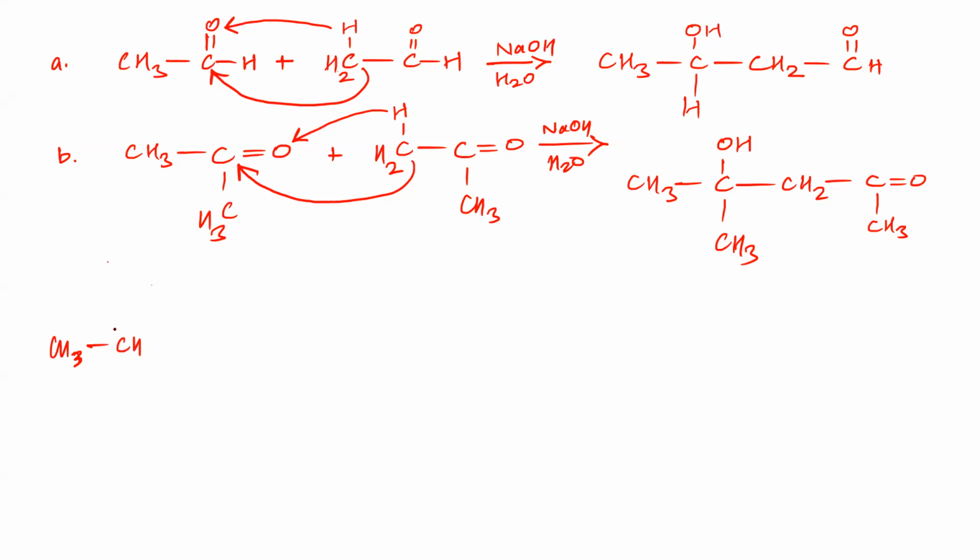Then we have CH, which has OH molecule. Then we have CH, and then you write one more hydrogen here. And what do we have? We have CHO, right? We have CHO. Okay, so this is the beta hydroxy molecule.